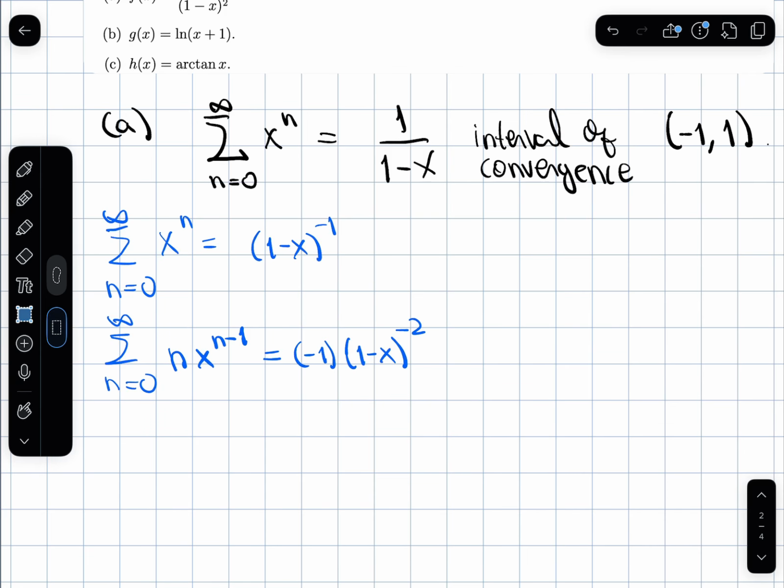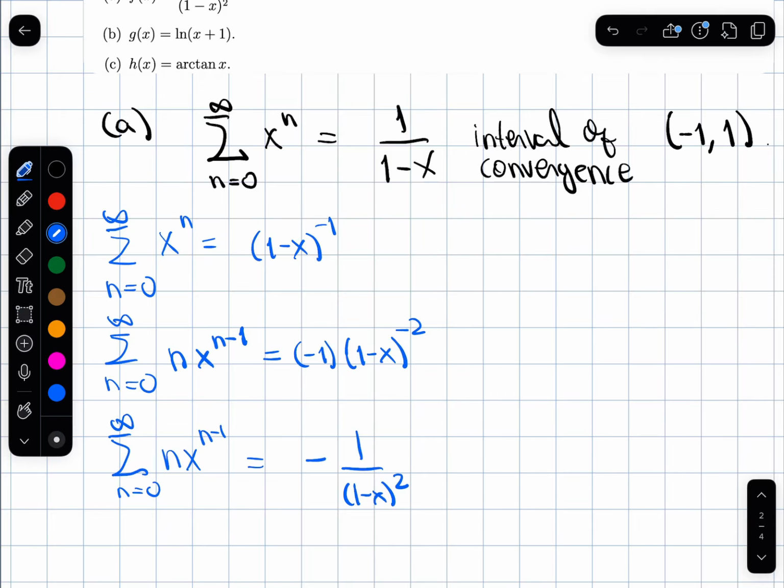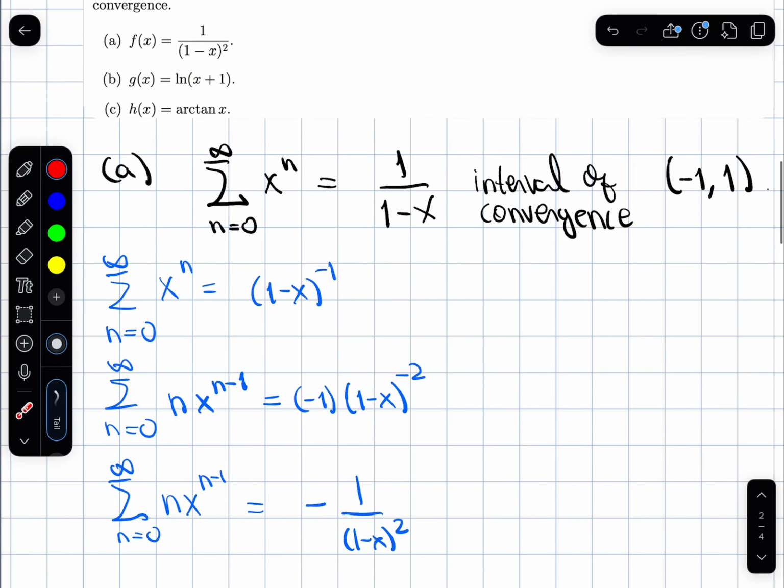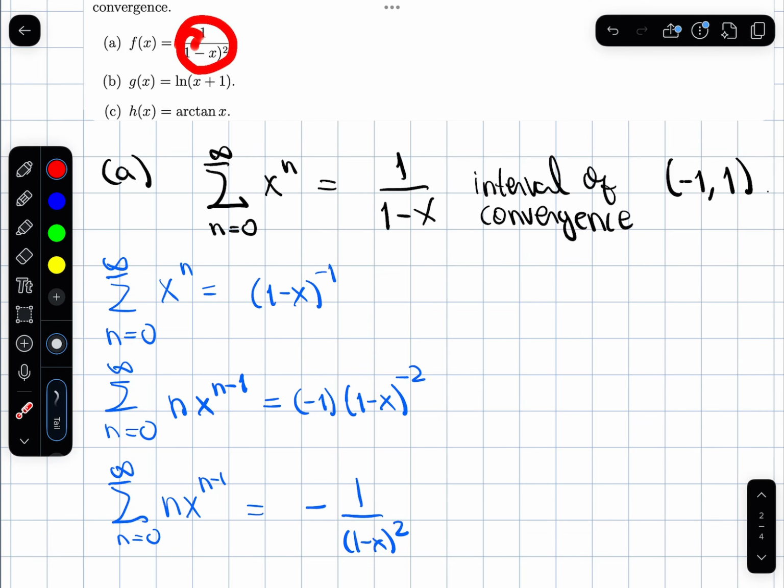Then we can continue to see that this sum is minus 1 over (1 minus x) squared, which is not exactly what we want. There's an extra negative that we see over top, that we don't see over at item A there. So to really finish it up, we have to move this negative over to the other side.